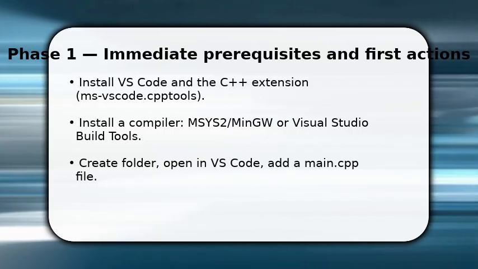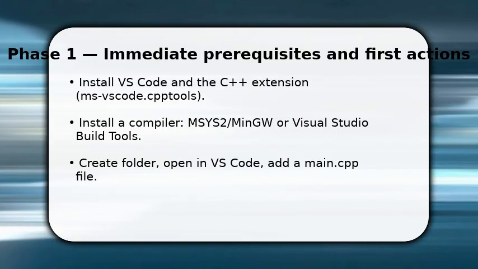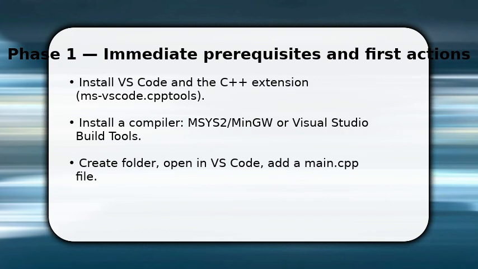Next, press Ctrl+Shift+P to run the C++ Edit Configurations command and generate a basic tasks.json and launch.json. This gives VS Code the instructions it needs to build and run.